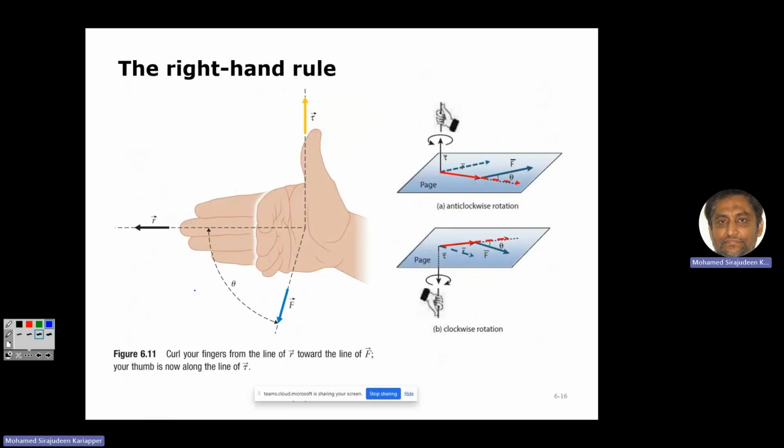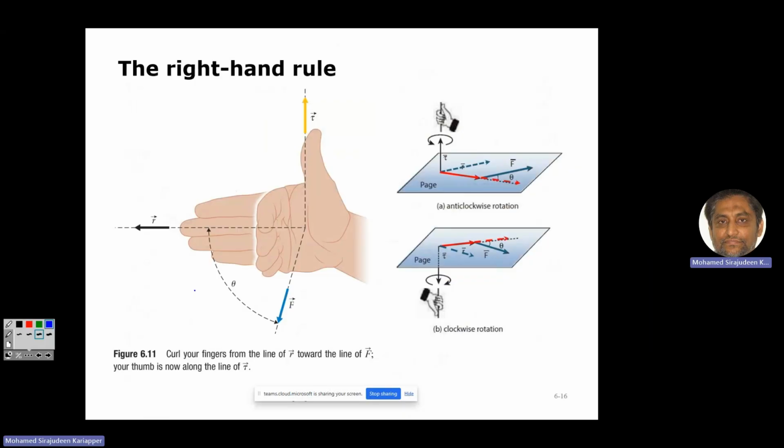So this is R and this is F. But the head is touching the tail, right? That's not good. Either you move the R so the tails are together, or you move the F so the tails are together. Then you know what the angle is. After bringing tail to tail only, you know the angle, the smaller angle between them.